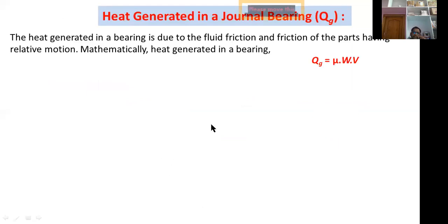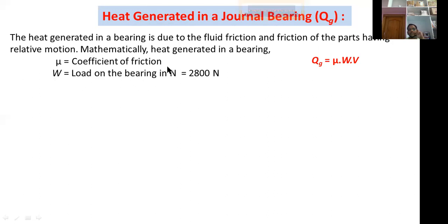In the given data, the amount of heat dissipated is already given. So I consider the amount of heat dissipated equal to the amount of heat generated. The formula for the amount of heat generated is Qg equal to mu W v. Here mu is the coefficient of friction, which we already found in terms of N. W is given in the question, that is 2800 newtons, and V is the velocity of the shaft.